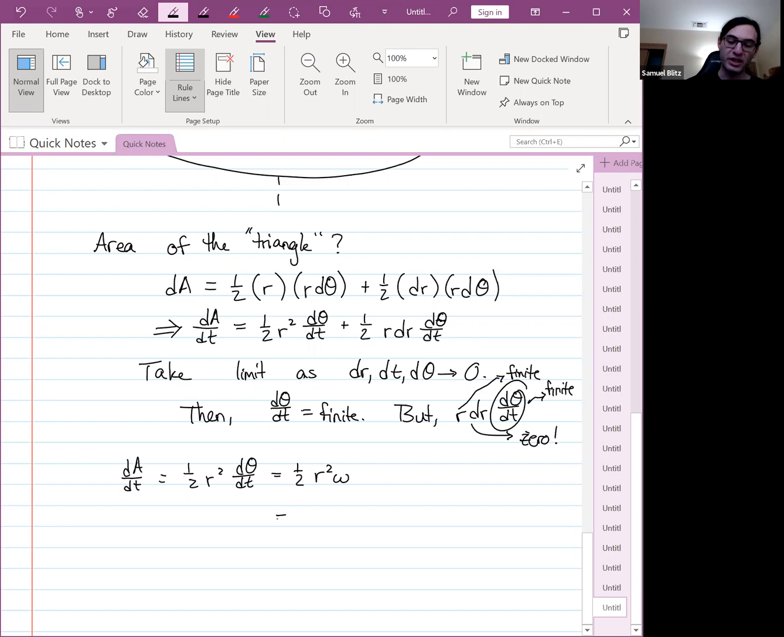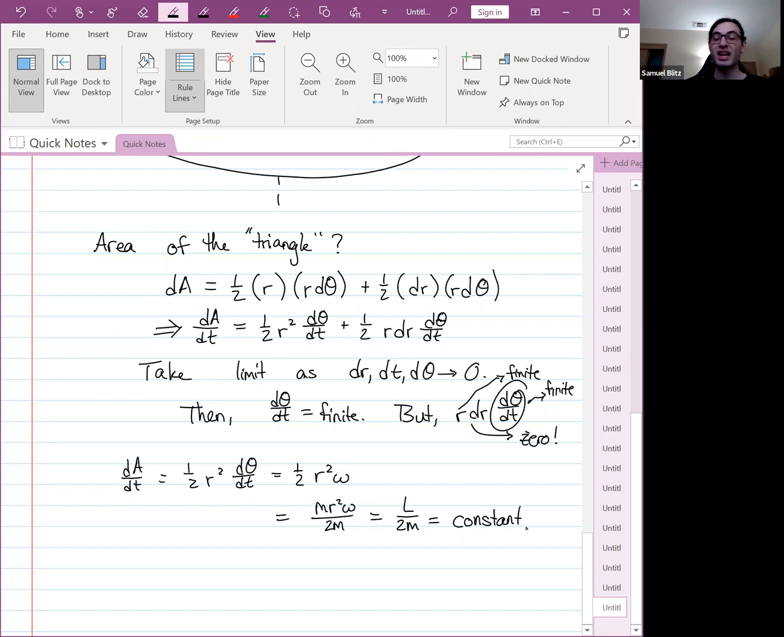And so we can multiply and divide by m. So we have m r squared omega divided by 2m, which is just equal to, well, m r squared omega is the angular momentum. So this is just L divided by 2m. And this is a constant. L is a constant, m is a constant.